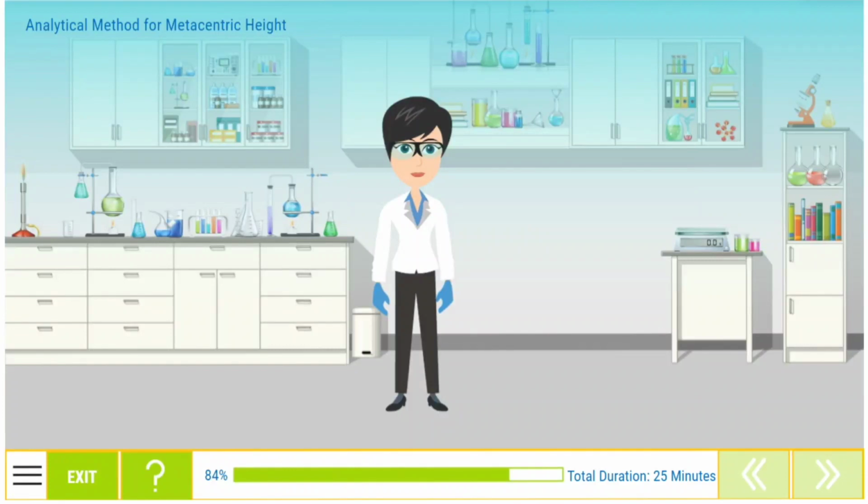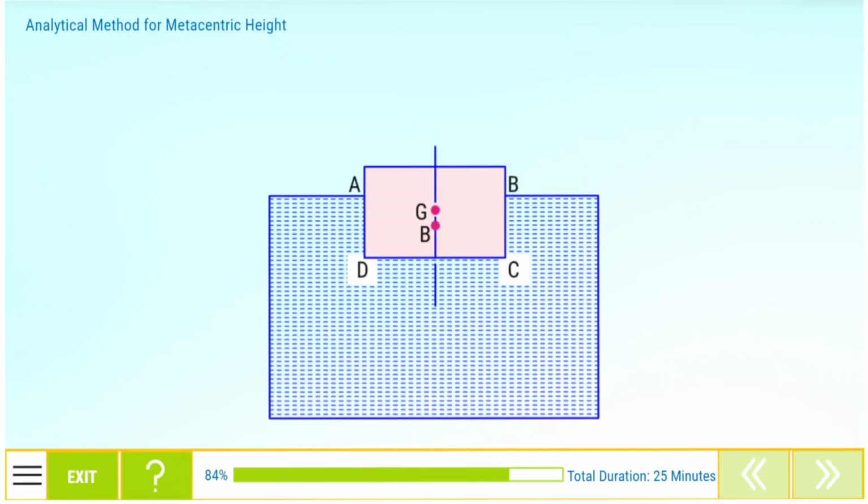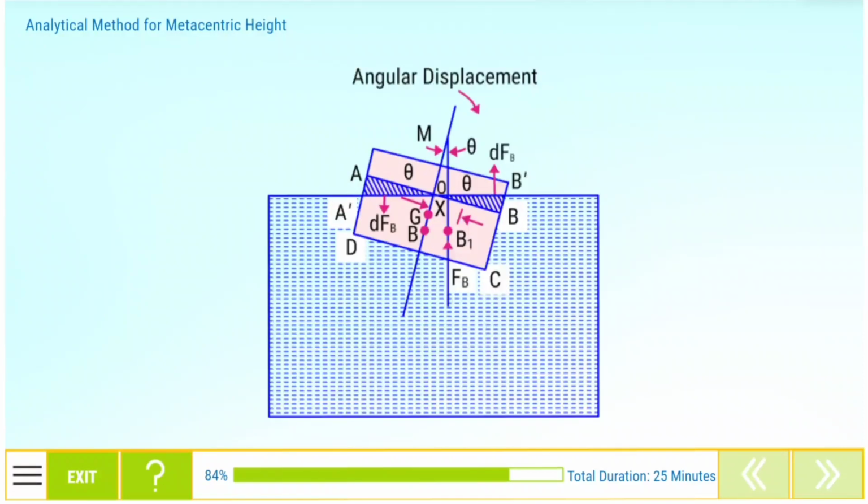Analytical method for metacentric height. Let's learn the analytical method for determining the metacentric height. The image shows the position of a floating body in equilibrium, the location of the center of gravity and the center of buoyancy in this position is at G and B. The floating body is given a small angular displacement in the clockwise direction, as shown in the image. The new center of buoyancy is at B1. The vertical line through B1 cuts the normal axis at M. Hence, M is the metacenter and GM is the metacentric height.